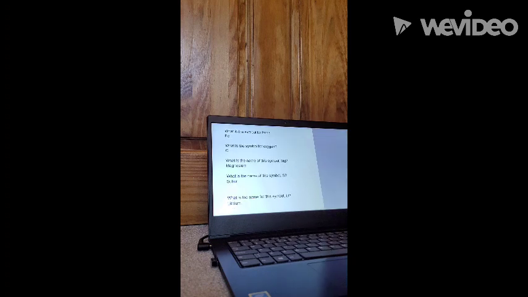What is the symbol for iron? Fe. Again, the capital F, lowercase e. What is the symbol for oxygen? Capital O. What is the name of this symbol? Mg. Magnesium. What is the name of this symbol? S. Sulfur.